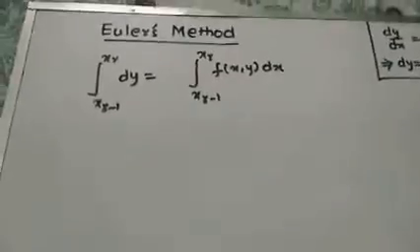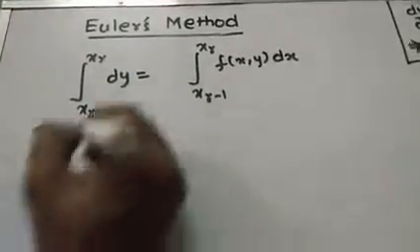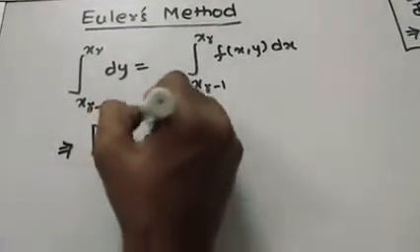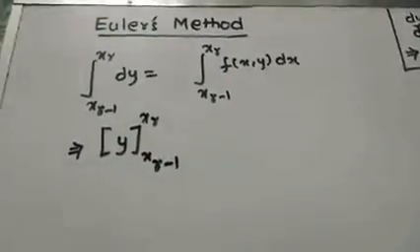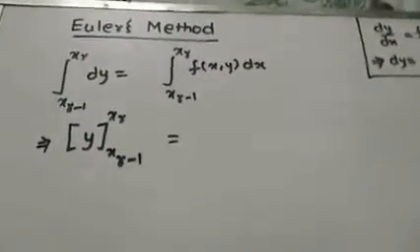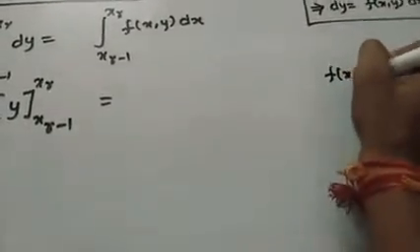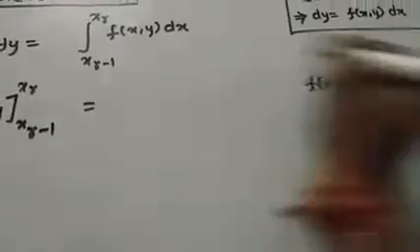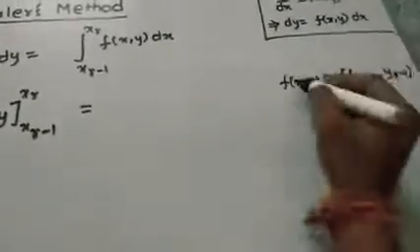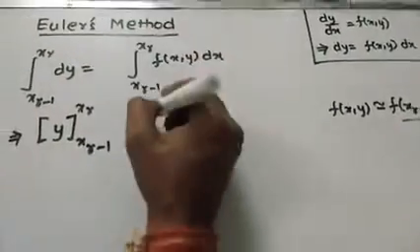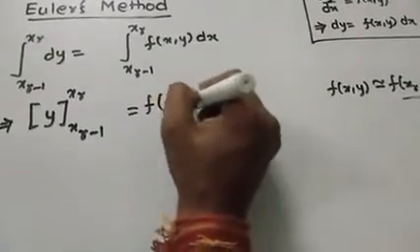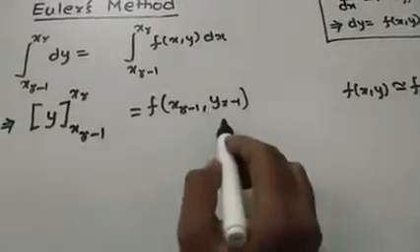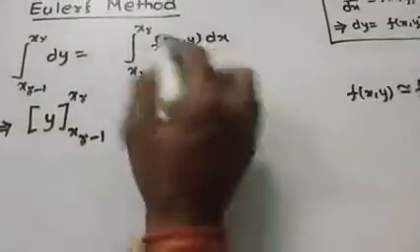Okay, so now integration of dy is y from the range, what was the upper limit here, xr, and xr minus 1. Now we have assumed f of xy, if you remember we have assumed f of xy as f of xr minus 1 comma yr minus 1. We will use that here. If you assume this is a value at a particular point, this function becomes a number, that is a constant, so it will come out of the integration.